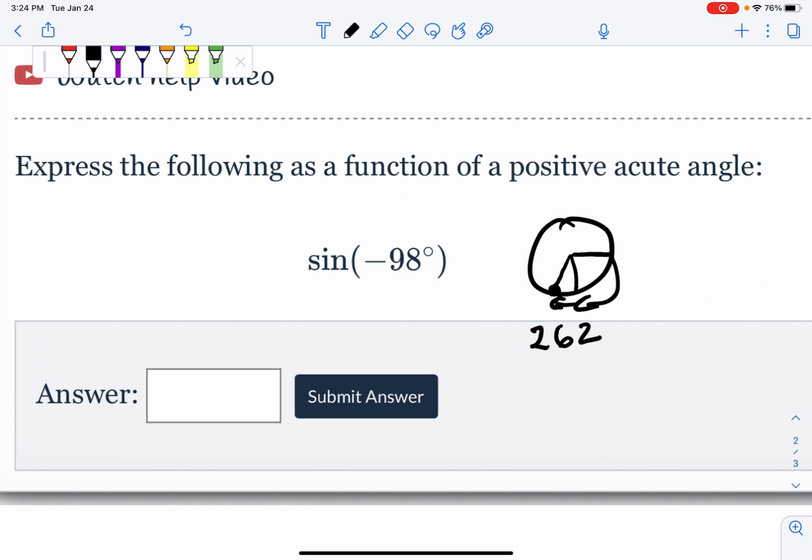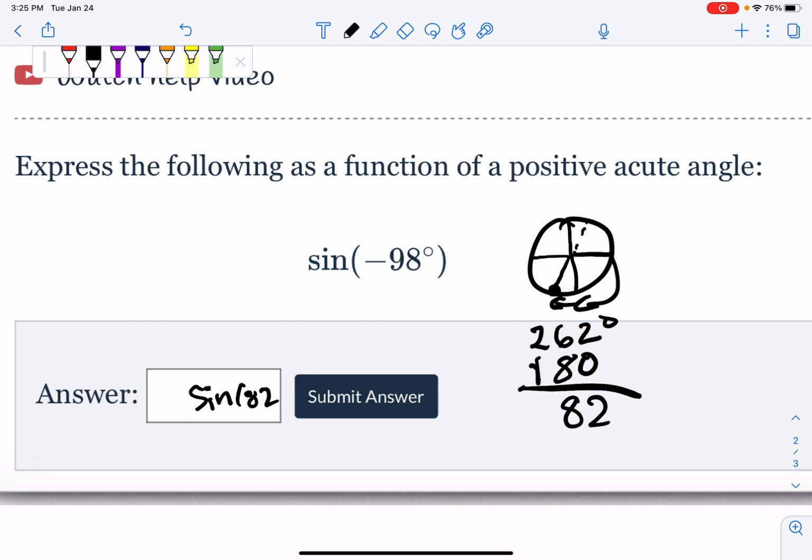All right, so this is our positive angle that would be over here. So to find our reference angle, we would have to come up here approximately. So again, we're looking for the distance from 180. So we're going to take 180 and subtract it from that angle there, which is going to give us 82. So this is going to be the sine of 82.